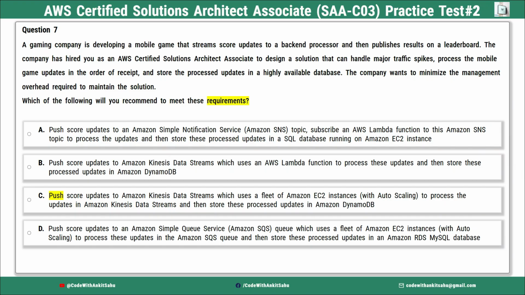Option C. Push score updates to Amazon Kinesis data streams, which uses a fleet of Amazon EC2 instances, with auto-scaling, to process the updates in Amazon Kinesis data streams and then store these processed updates in Amazon DynamoDB. Option D. Push score updates to an Amazon Simple Queue service, Amazon SQS, queue, which uses a fleet of Amazon EC2 instances, with auto-scaling, to process these updates in the Amazon SQS queue and then store these processed updates in an Amazon RDS MySQL database.